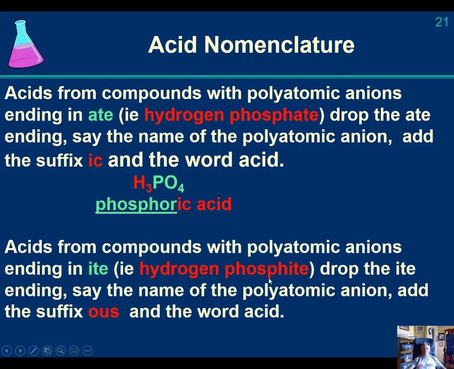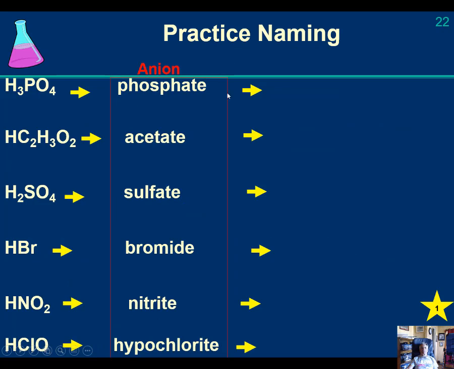What about hydrogen phosphite? That's going to be H3PO3. Well, you've got an ITE, so you drop the ITE, you add the suffix OUS, and then the word acid, so this becomes phosphorous acid. Let's do a little bit of practice, all right? So I'll give you just a moment with each one.